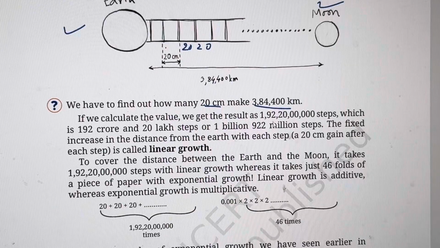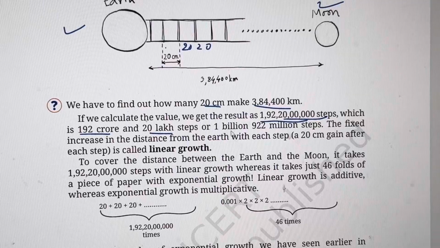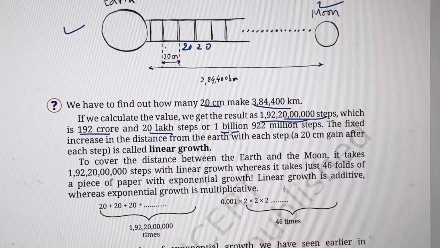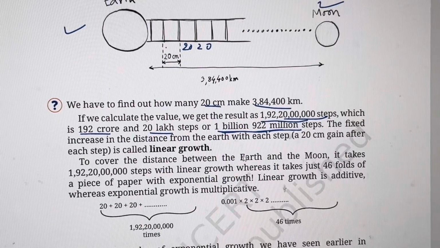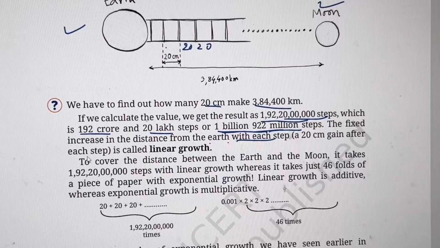So we just calculated the value and we got this answer, which is 192 crore 20 lakh steps. If we understand it in the Indian system, and in the international system, it is 1,922,000,000 steps to reach the moon. Now the fixed increase in the distance from the earth with each step, a 20 centimeter gain after each step, is known as linear growth.